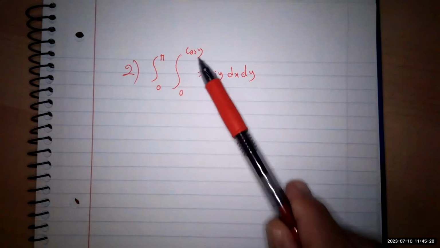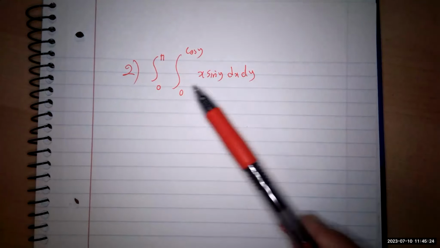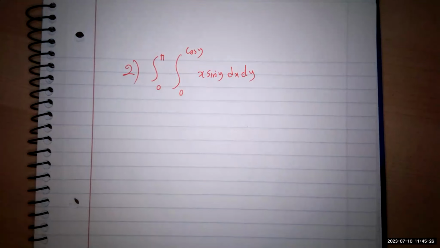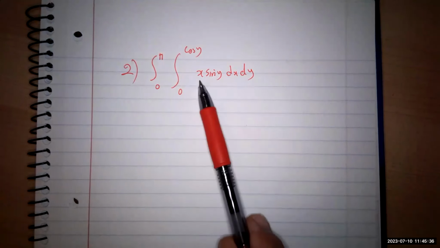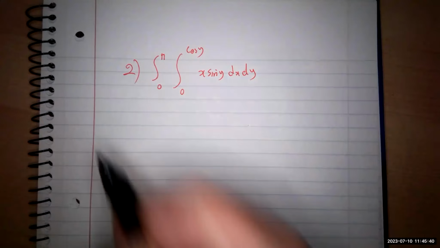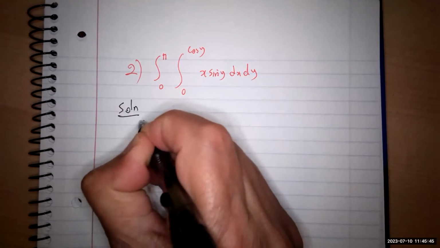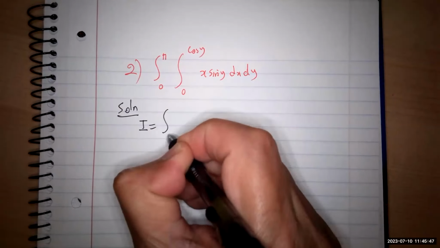Because x is a function of y, so x is curvilinear and y is constant, 0 to pi. Again, you will see in future how we're going to check it. So start integrating with respect to x, which is going to be easy because the integral of x would be x squared over 2 only. So the solution is going to be, call it I.